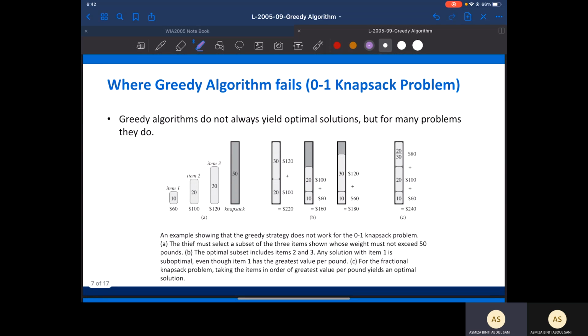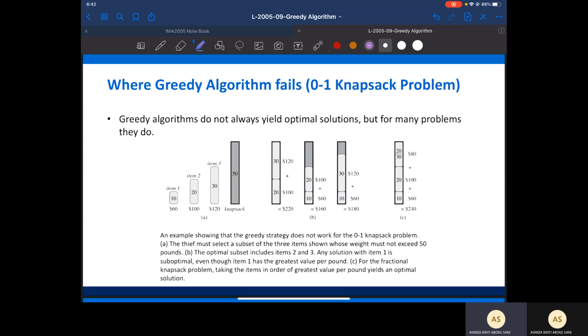All right. Before we look at the success story, let's look at where the greedy algorithm fails first. This is a situation we call the 0-1 knapsack problem. We're going to be looking into this problem again, I believe, when we do dynamic programming later. But here, in the 0-1 knapsack problem, the greedy algorithm does not yield the optimal solution.